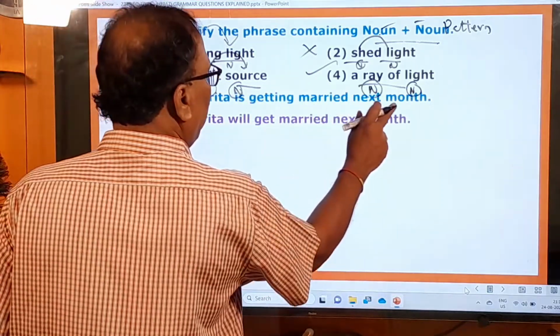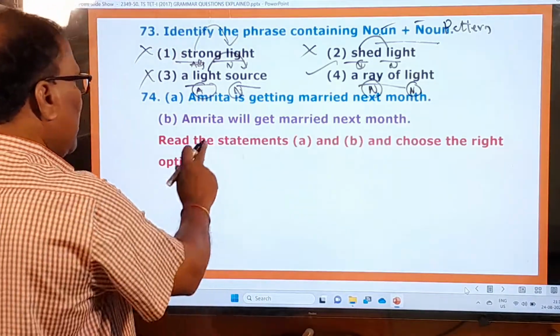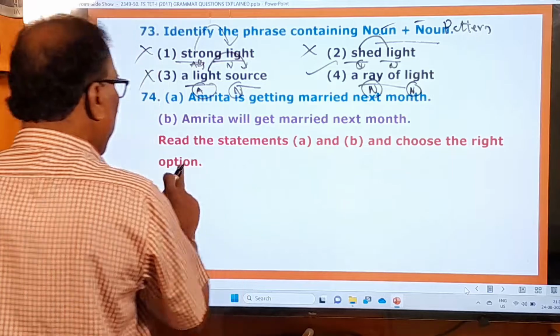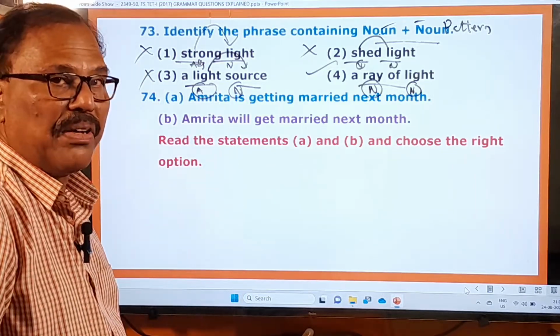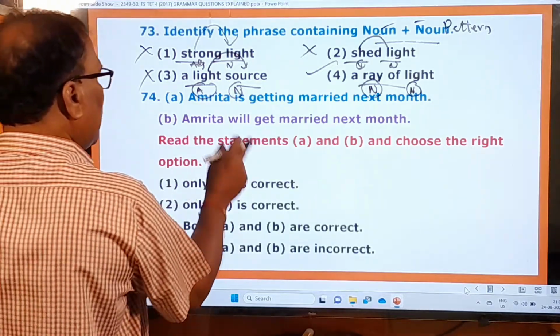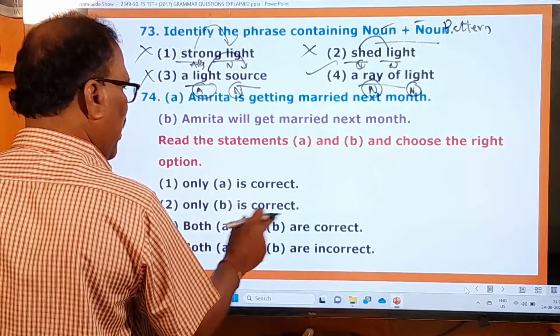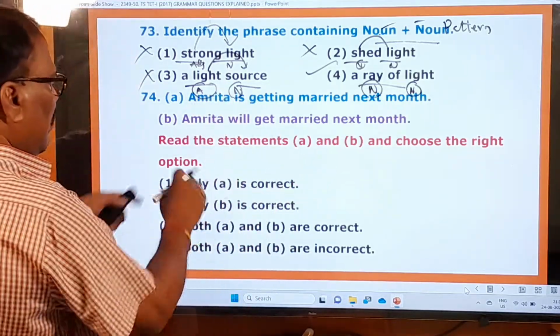Amrita is getting married next month. Amrita will get married next month. This is the question: read the statements A and B and choose the right option. He is asking you to read these two statements and see whether they are correct or wrong. And what are the options given? Only A is correct. Only B is correct. Both A and B are correct. Both A and B are incorrect. These are the options.